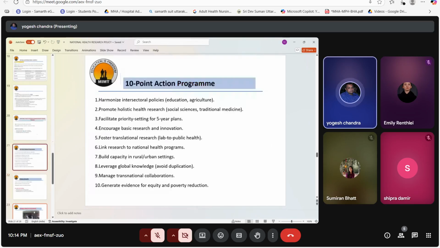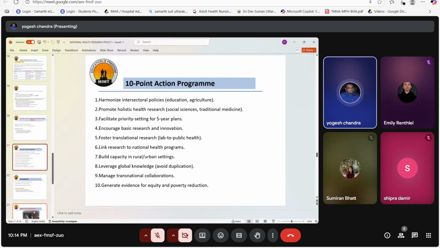Then we talk about this 10-point program. This already has been given in your book. One is the harmonized intersectoral policies. As I told you, कि health cannot be work in a siloed. अकेले काम नहीं कर सकता. You have to involve the education sector, agriculture sector, lot of the other things. फिर promote holistic research, social science, traditional medicine, all these kind of things.